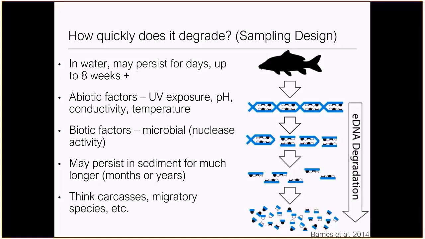There are a lot of abiotic and biotic factors that affect how long eDNA can remain in the system. So more acidic conditions break down eDNA more quickly, as do UV exposure and microbial activity. And then if we're looking at soil or sediment, eDNA seems to persist for much longer in these cases, for months, and even in some cases, studies have found years later they were able to detect a species that hadn't been present.